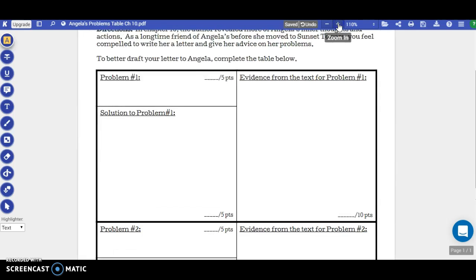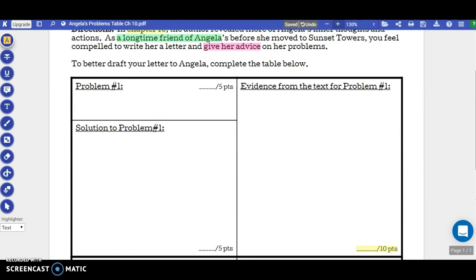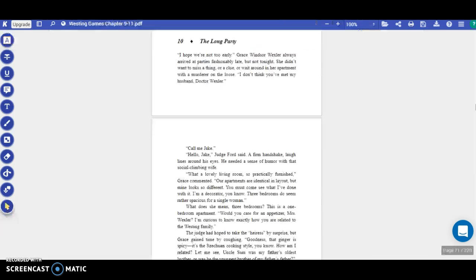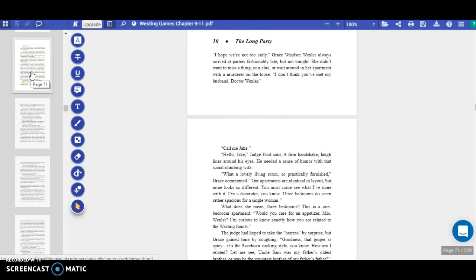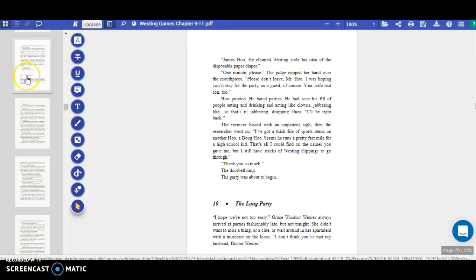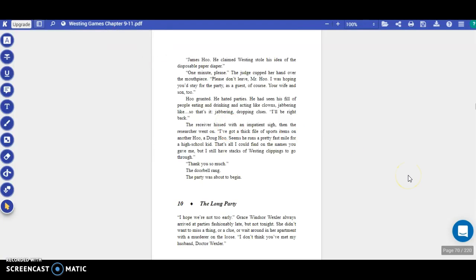I'm going to go ahead and zoom in so we're just looking at the top half. Okay, let's go take a look at Chapter 10. Chapter 10 starts on page 71. Actually 69. No, I'm a liar. What page is this? Okay, page 70 is where chapter 10 starts. So it's called The Long Party. So we're going to go ahead and read through this until we come to at least one of Angela's problems. And then I'm going to help you complete the first part of the table, and you'll complete the second part on your own.